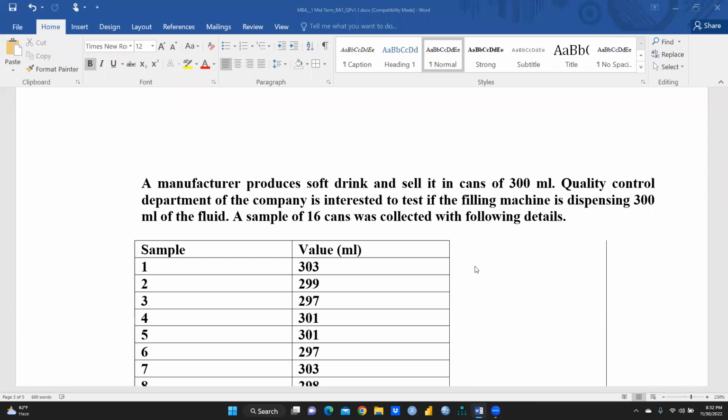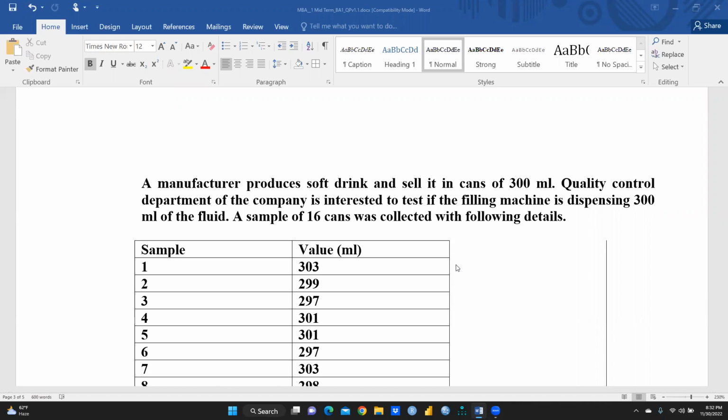Hi everyone, today we are going to solve a case, a very small problem, how we have to find out standard deviation. A manufacturer produces soft drink and sells it in cans of 300 ml. The quality control department of the company is interested to test if the filling machine is dispensing 300 ml of the fluid. A sample of 16 cans was collected with the following details.